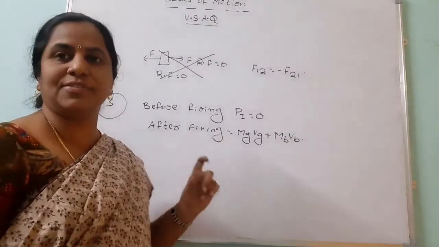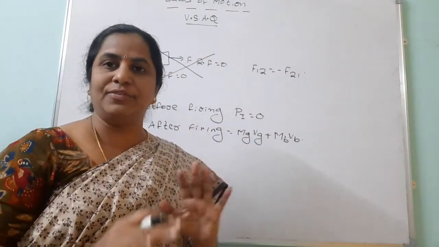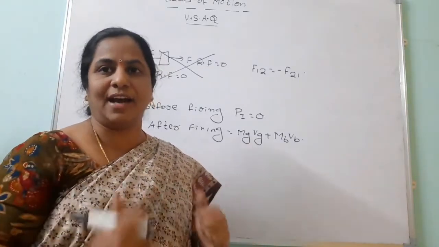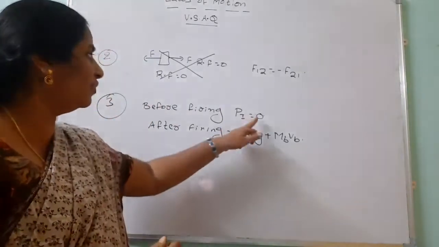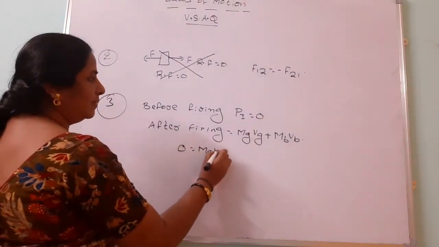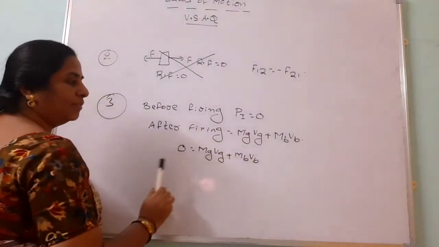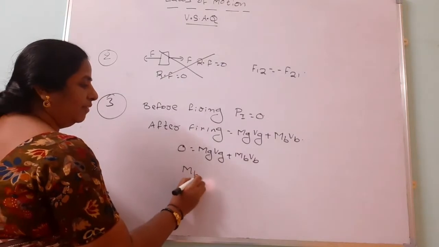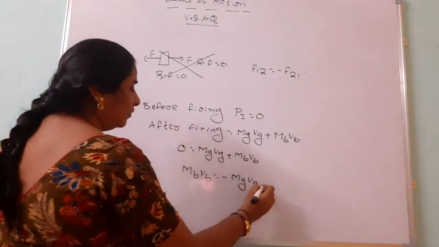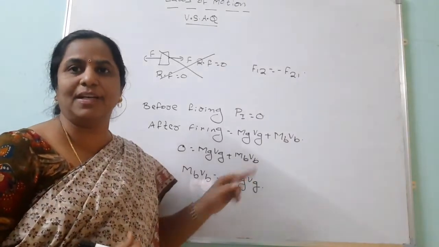For this type of question, first we say that from the law of conservation of linear momentum, if there is no external force acting on the body, momentum is constant. Before firing and after firing, momentum is constant. So before firing, momentum is 0: 0 equals mg·vg plus mb·vb, the momentum of the gun plus the momentum of the bullet. When the bullet goes forward, the momentum of the gun is negative. So when the bullet goes in the forward direction, the gun gives a kick in the backward direction, from the law of conservation of linear momentum.